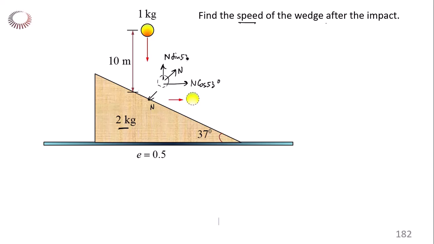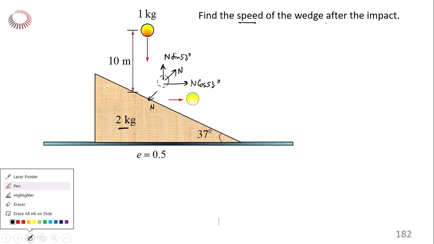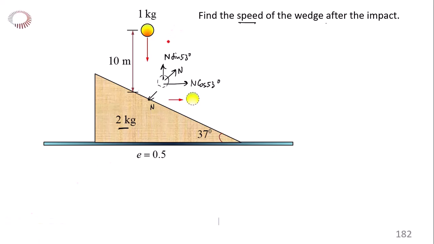So this N sin 53 number is the impulse along the y direction. So that will change the velocity along the y direction. Let us say after the impact, the ball is moving upward with the velocity v1, the component of velocity v1 along the upward direction. And after the impact, the ball has a horizontal component of velocity, because of the horizontal impulse, let us say v2. And finally, the wedge is moving with the velocity v.